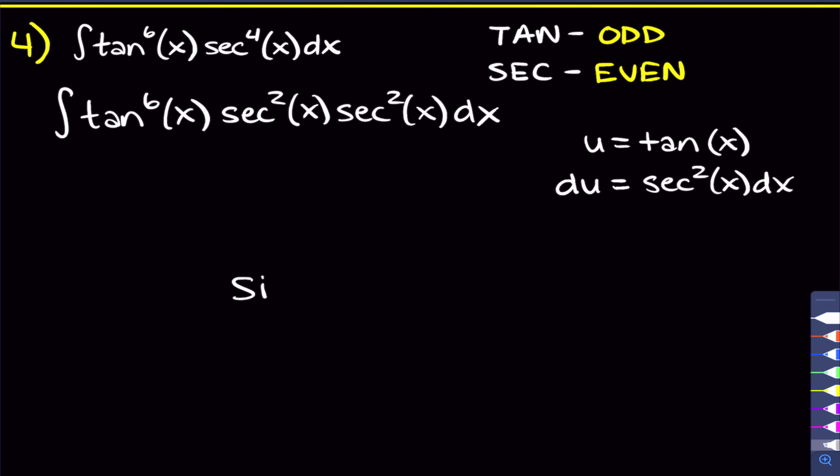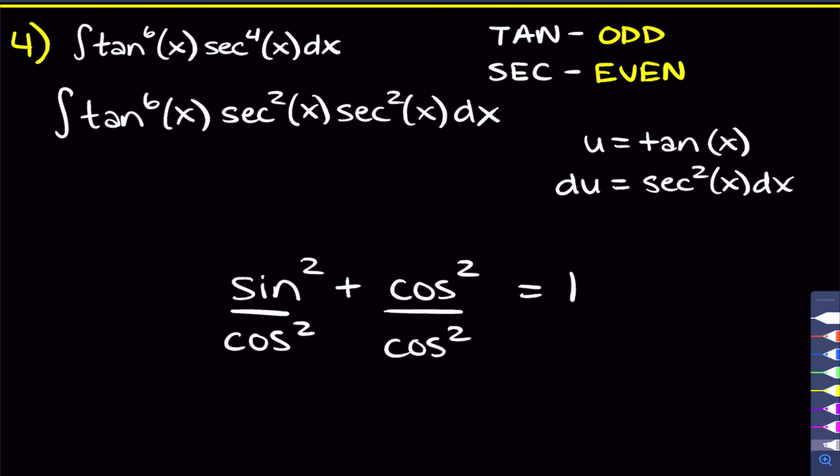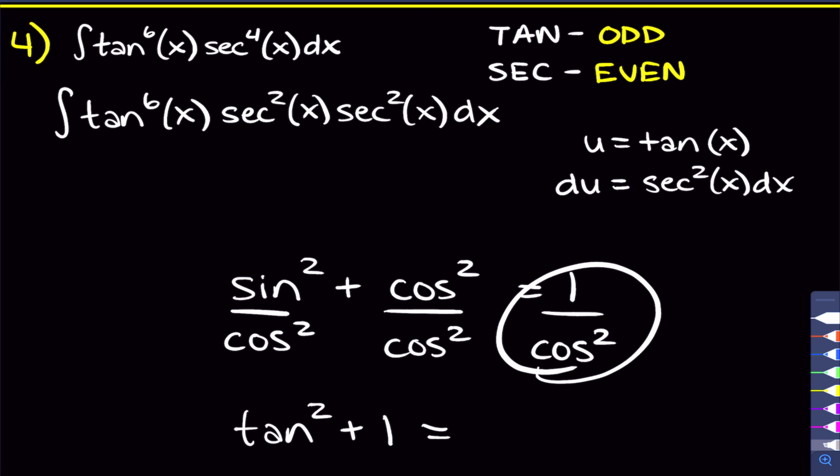If you start with sine squared plus cosine squared equals 1, I'm not going to write the x's here. If you take this regular trig identity and you divide by cosine squared on each side, what you end up getting is your identity for tangents and secants that you need. Sine squared divided by cosine squared is tangent squared. Cosine squared divided by cosine squared is 1. And then 1 divided by cosine squared is secant squared.